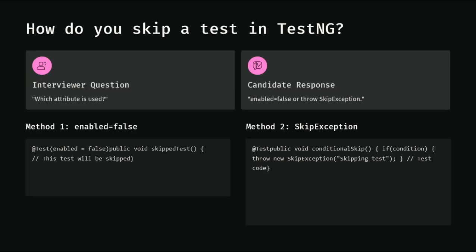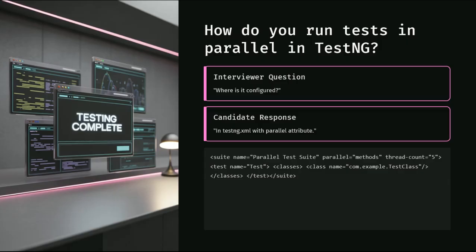Next is, how do you skip a test in TestNG? Or which attribute is used to skip a test in TestNG? Candidate: enabled equals false, or throw a SkipException. You can find the related example on your screen. Next is, how do you run tests in parallel in TestNG? Or what is the configuration for that? Candidate: in testng.xml with the parallel attribute, right? And you can find the sample XML file on your screen.